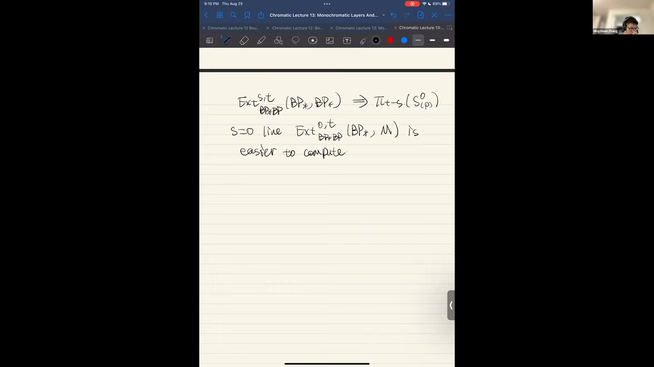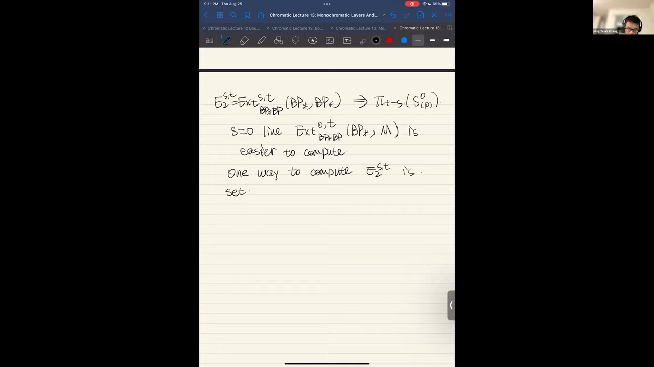So one way to do this is by the following. How should I say this? There's too many steps that I need to motivate in order to make sense of this. Let's skip this. So one way to compute this E2 page is as follows.